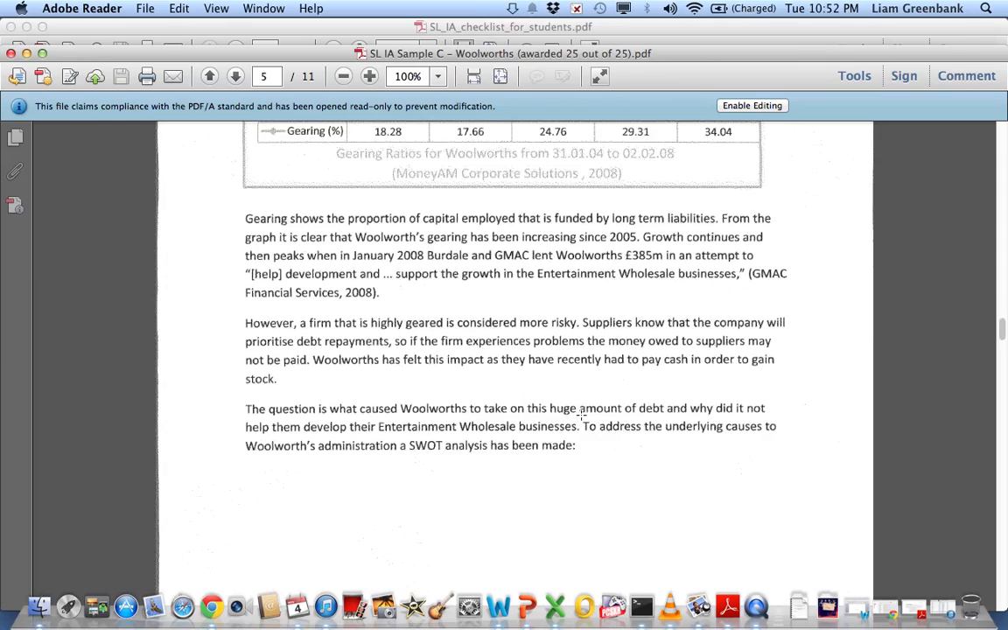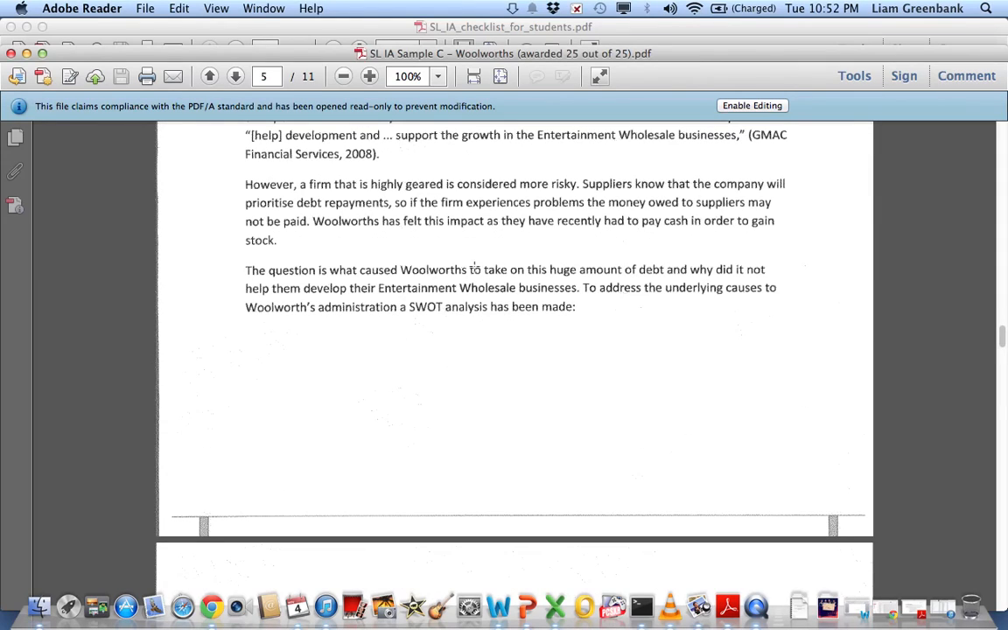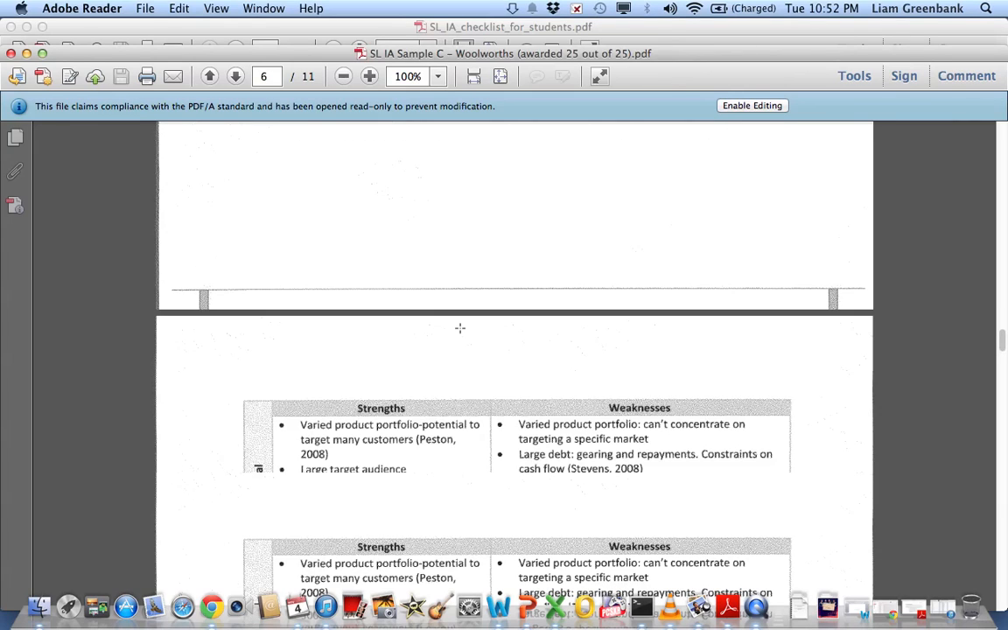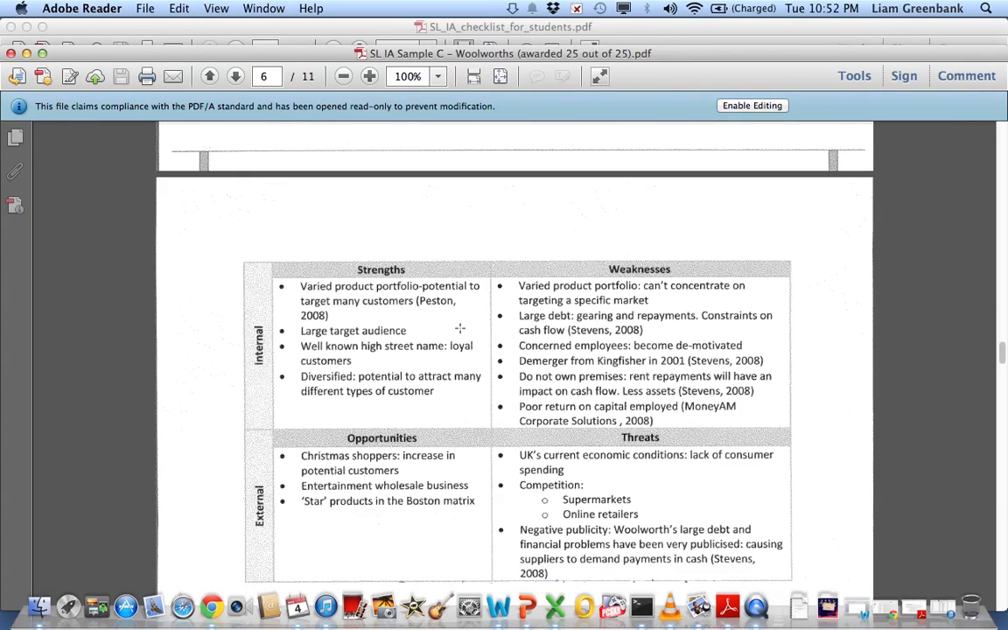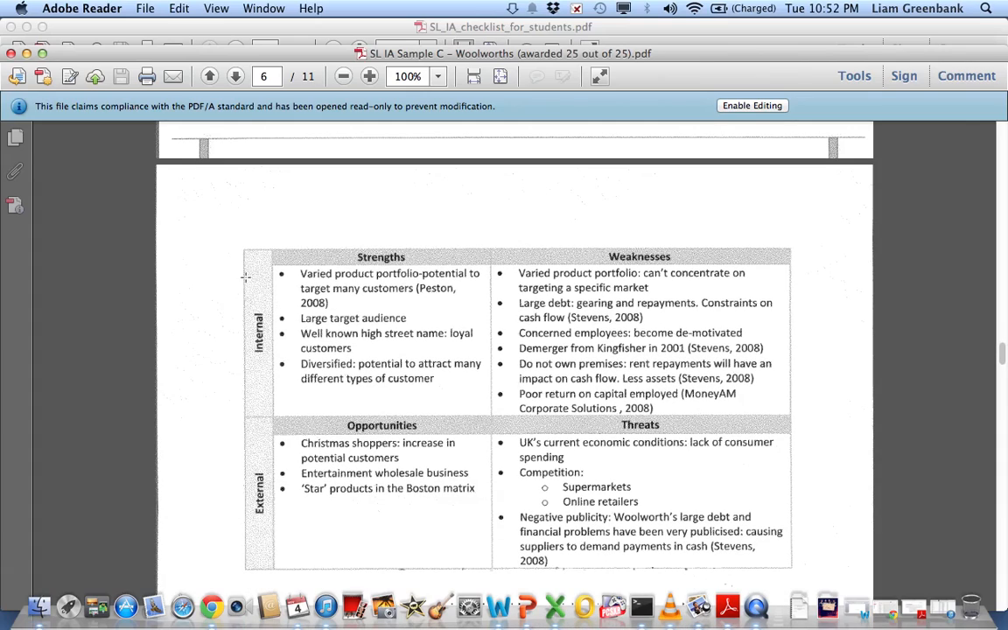So the question is, what caused Woolworths to take on this huge amount of debt, and why did it not help them develop their entertainment side of the business? To address the underlying causes of Woolworths' administration, a SWOT analysis has been made. So then they do a SWOT analysis, which is very good. Also, this does not count in the word count.